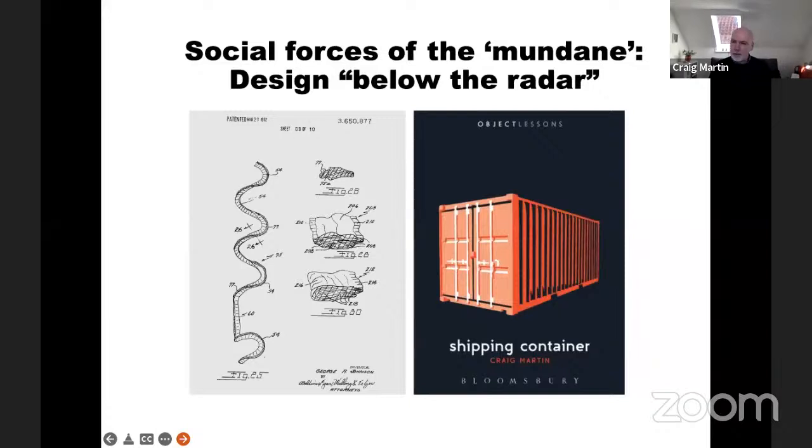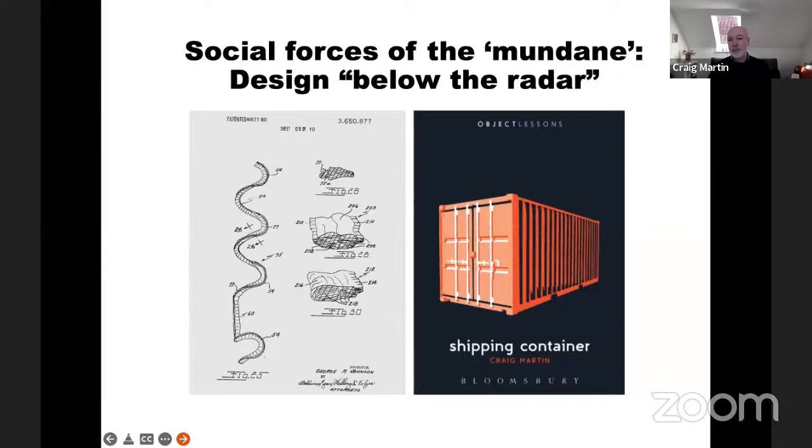But for me, one of the hidden powers of design lies with these types of objects, things that we take for granted. In particular, in the shipping container book, there was one chapter where I talked about drug smuggling. The reason being that shipping containers are widely used to smuggle illegal goods, illegal narcotics, primarily because of their taken-for-granted quality.